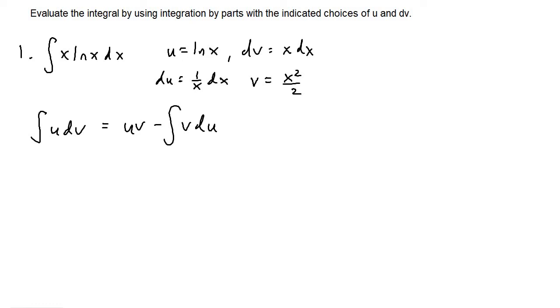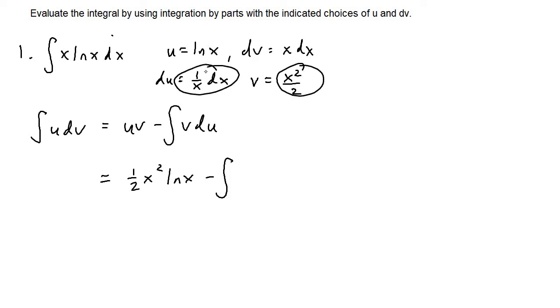So now we can go ahead and plug everything into the formula. So the integral of u dv, or the integral of x ln x dx, is going to be equal to u times v. So u is ln x, v is x squared over 2, so I'll rewrite it as 1/2 x squared times ln x, and then minus the integral of v, which is x squared over 2, times du, which is 1 over x. So if I go ahead and multiply x squared over 2 times 1 over x, we get x over 2, or 1/2 x dx. Now let's go ahead and evaluate this integral.